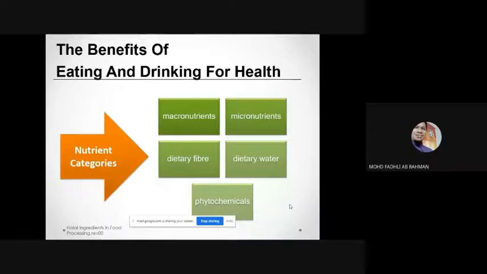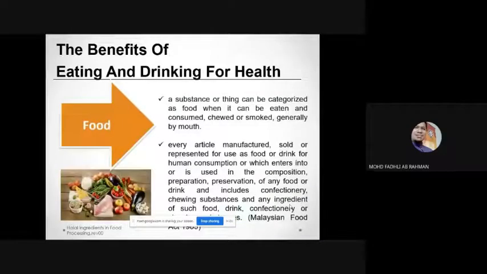So next, when we talk about food, basically what is the definition of food? Basically, food is anything that we can eat. Therefore, a substance or thing can be categorized as food when it can be eaten and consumed, chewed or smoked, generally by mouth.